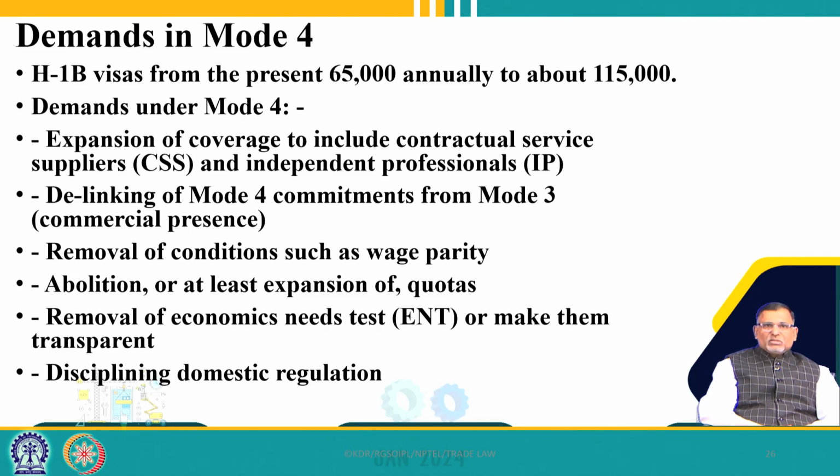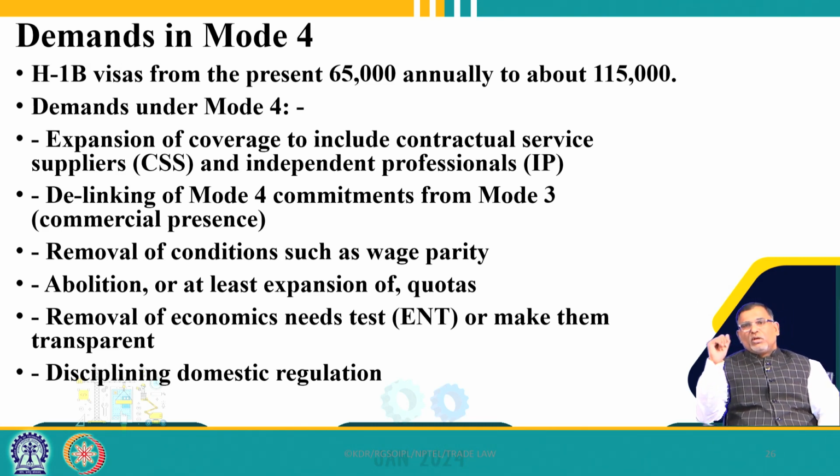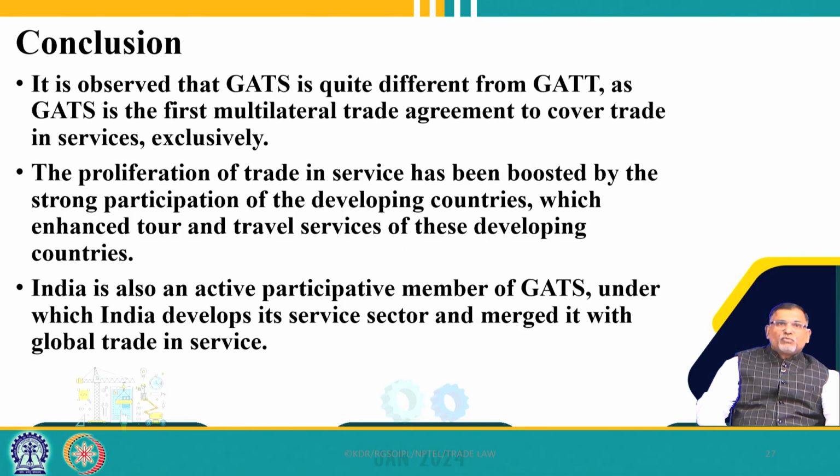And also some of the economic needs test. So, removal of the economic needs test would make things more transparent, and then domestic regulations. Domestic regulations always play a crucial role, because most of the countries do not look into the commitments under the GATS, and they increase visa fees enormously, and many times India protested to the United States for increasing the professional visa service charges. So, that will also come under the demands under mode 4.